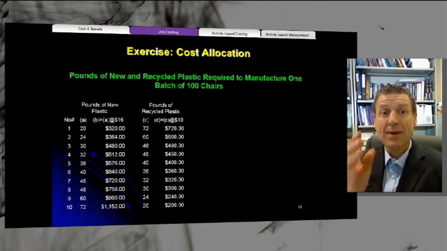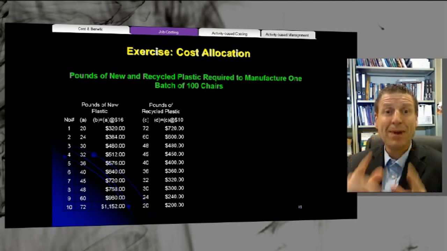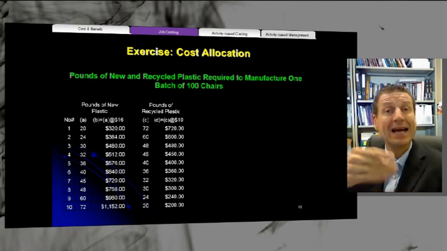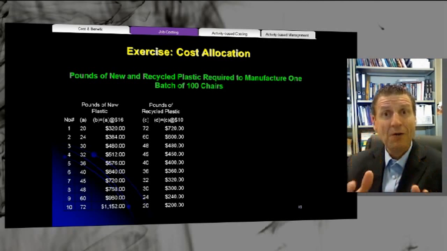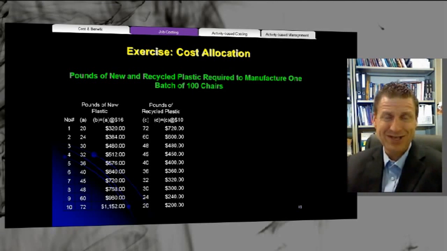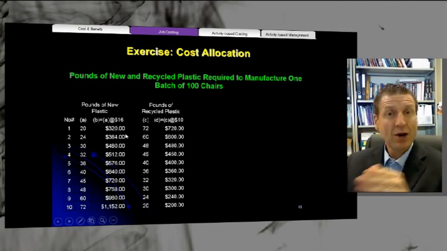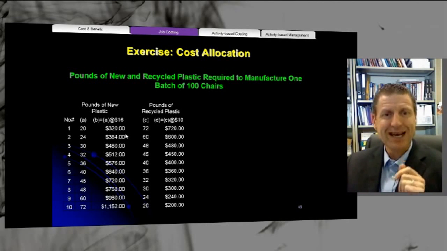As you can see, pound for pound, they are exchangeable. But here's the difference. The costs are different. And as you'll find out later, perhaps the overhead, the indirect costs, are different depending on which combination we're using. So let's just start with the direct costs for now. New plastic is either cheaper or more expensive than recycled plastic. It is, let's see, 36 to 40. You can see that new plastic is actually more expensive than recycled plastic.